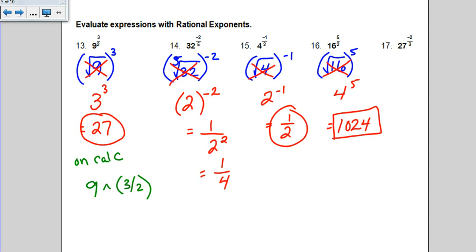Then here on number 17, we've got the cube root of 27 taken to the negative 2 power. So the cube root of 27 is really a 3. So this problem really says 3 to the negative 2 power. And we know that means we're going to have to flip, 1 over 3 squared, which is 1 over 9. Again, all problems here could be done on our calculator. However, it's important you know how to do this without a calculator.